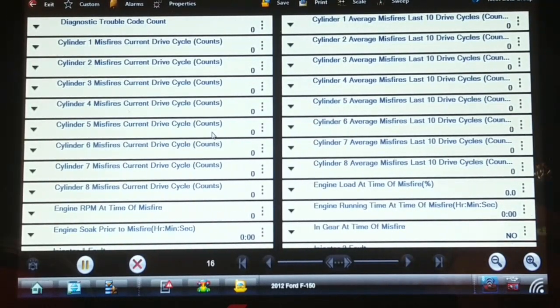So I've cleared the codes, and that's reset the misfire counters now. And here's cylinders 1, 2, 3, and 4, current drive cycle, and 5, 6, 7, 8 current drive cycle, and then over the last 10 drive cycles. So I'm going to start this vehicle now with no oxygen sensor in that forward oxygen sensor hole. So that should allow the engine to breathe correctly, and I'm hoping these misfires will not show up. So I'm going to fire it up.